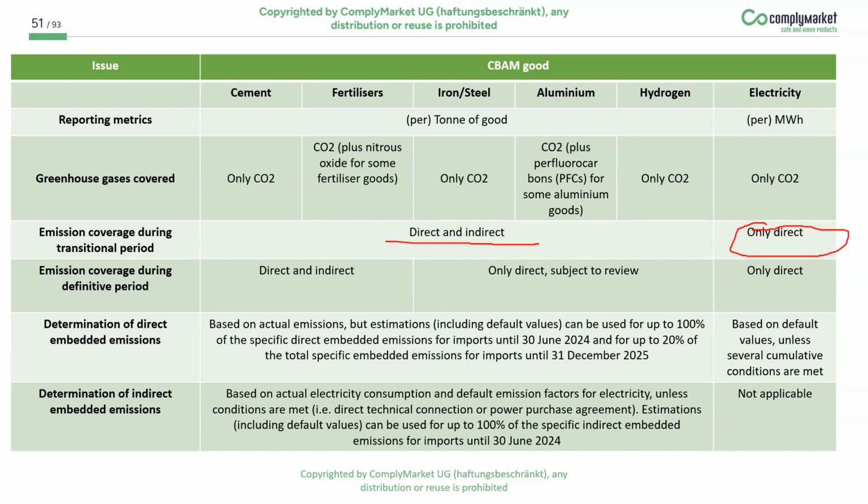For fertilizer, cement, direct and indirect emissions, but for iron, steel, aluminium, hydrogen, you need only direct emissions, subject to review. Electricity, direct emission. And for electricity, for example, there is no method for determination of indirect embedded emissions. There are two guidelines from Europe, from the CBAM, one for your producers or manufacturing facility outside the EU, how to do calculations, and one for you inside the EU.